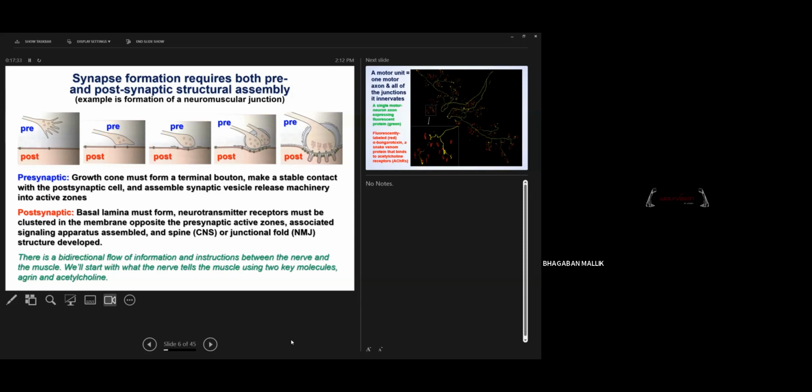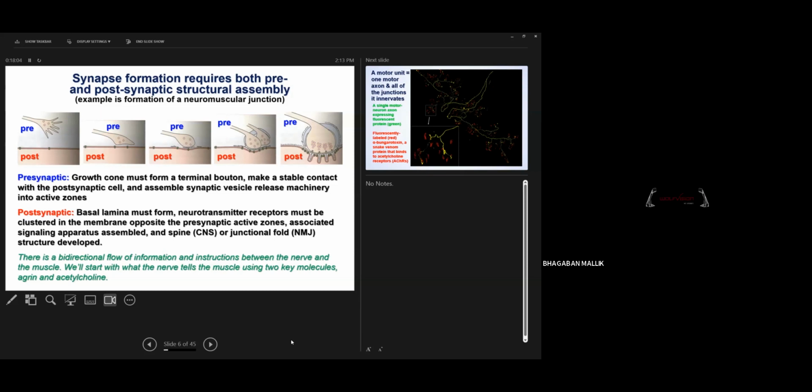So you can see that this is the growth cone, the presynapse growing, and it is approaching the postsynaptic cell or postsynaptic nerve. Then after that, you have generation of this basal lamina, which is shown here, and you have clustering of the receptor that is present in the postsynapse. These are the postsynaptic receptors. You can see the clustering of receptor, and you have formation of this fold, the muscle fold, and you have even more clustering of receptor.